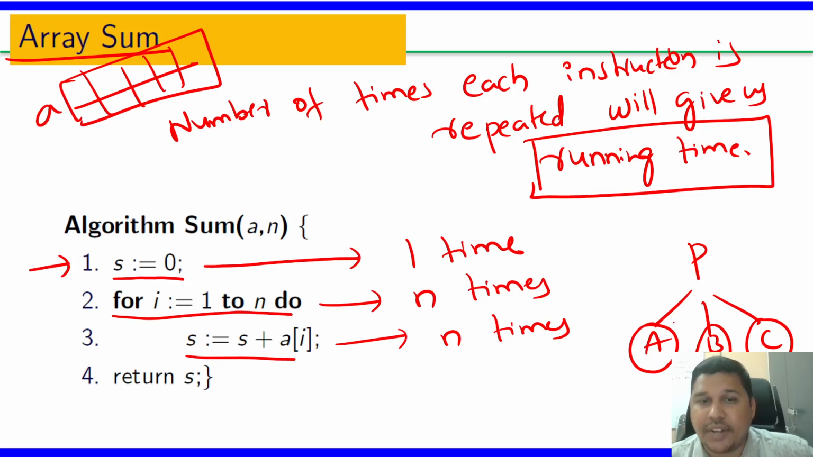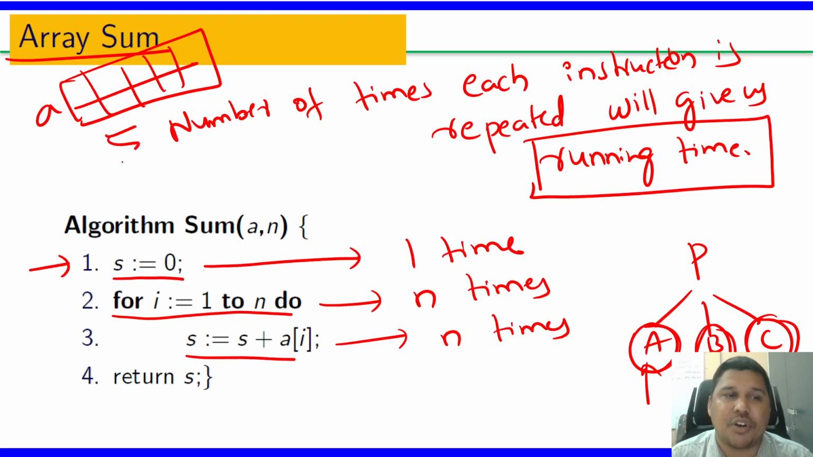Okay, so for that we are studying complexity analysis. In that process, we have to identify the running time of an algorithm. Student 1, roll number 1 gave A as the answer, 2 gave B, 3 gave C. We have to analyze the running time of each of these algorithms. How do we find out running time? Running time is nothing but the number of times each instruction is repeated, in total summation.